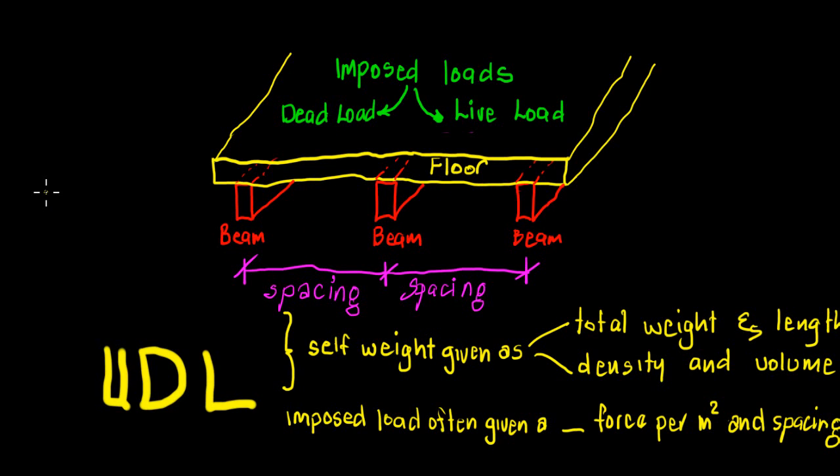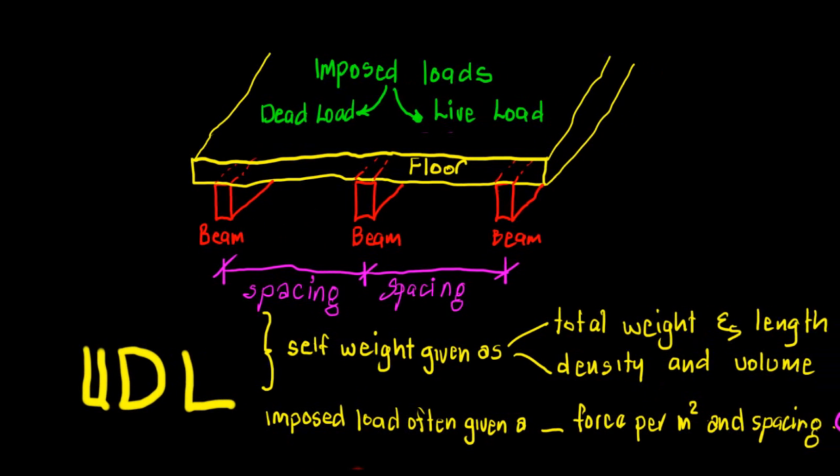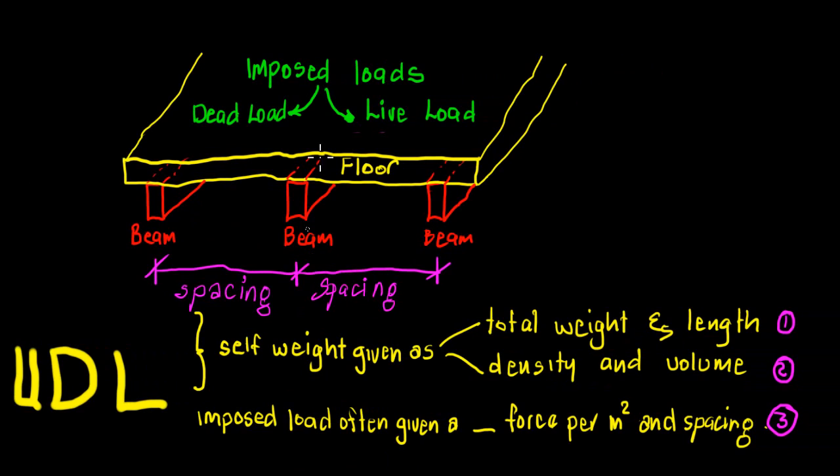So here we are. We have 3 beams in this instance, and the 3 beams are spaced like so. And on top of those beams we have a floor, and those beams are supporting the floor, and each of those beams is a set distance apart called the spacing.